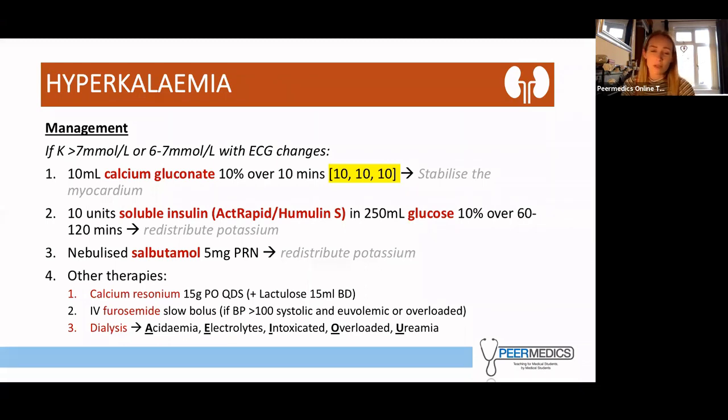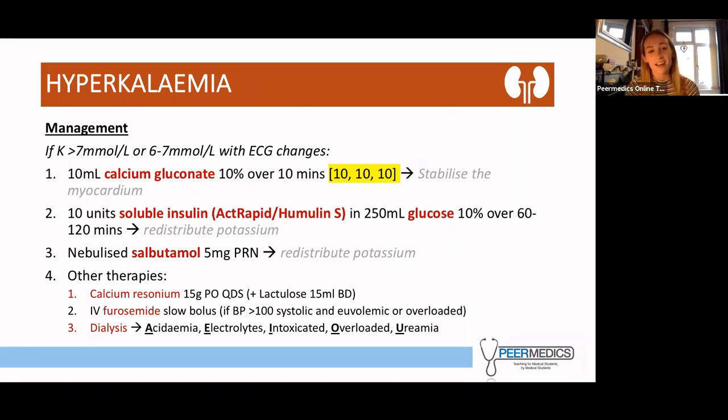Other therapies that you can give are calcium resonium. Now, this actually isn't really used in practice because it's so slow acting, and it also is very constipating. So if you were going to give it, you'd want to co-prescribe lactulose just to completely get rid of that side effect. But as I said, it's often not used. Another one you can do is an IV furosemide bolus, but you need to make sure that the blood pressure is okay and that they're not overloaded. Sorry, that they are overloaded.